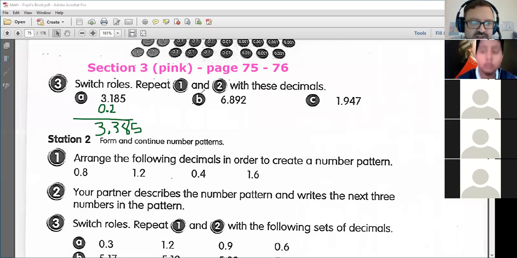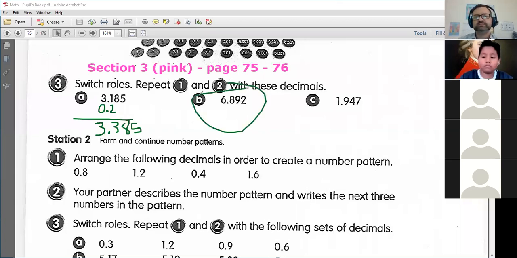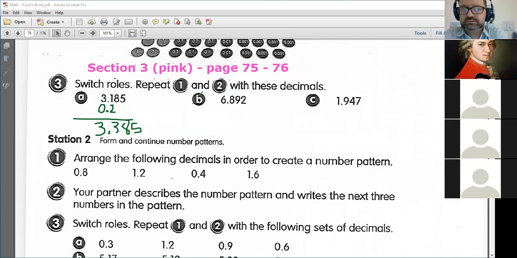Mina Hill, you want to try letter B for us, please? What's this number here? Me? Yes, you are the only Mina Hill I have. This number is 6.892. Yeah. All right. So, Mina Hill, which number is in the thousandths place?